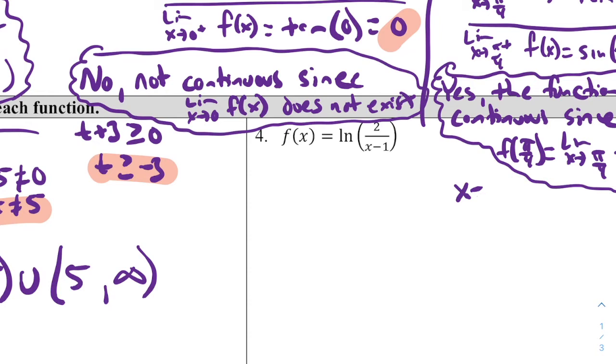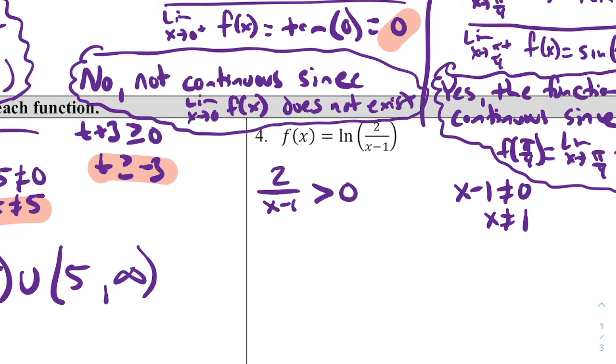x minus 1 cannot equal 0, which means that x cannot equal 1. In addition to that, we know for natural log or any log functions that the input for that log function cannot be 0 and it cannot be negative. It has to be positive. So another rule that we've got here is that 2 over x minus 1 has to be greater than 0.